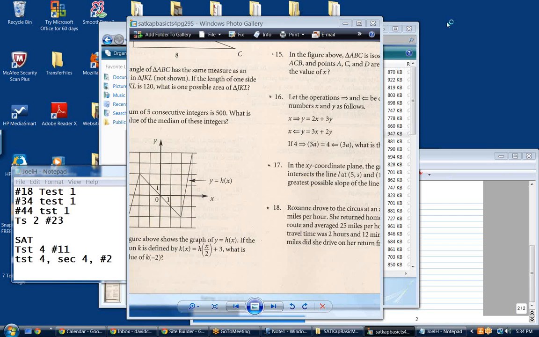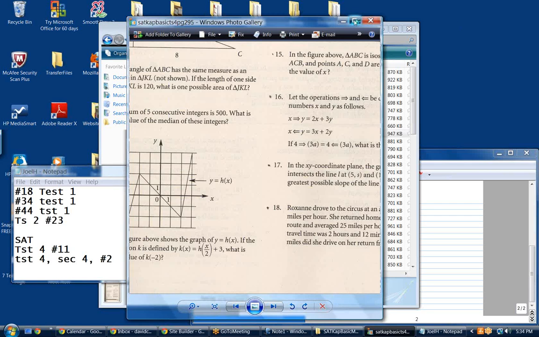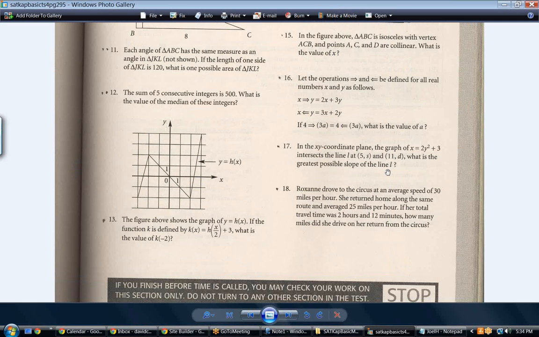Off here. We did 16 too. Okay. Don't think we did 17. I do remember doing 16. I don't remember doing 17. Or did we? Yeah, we did 17.